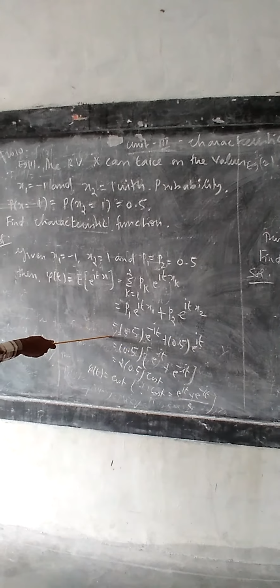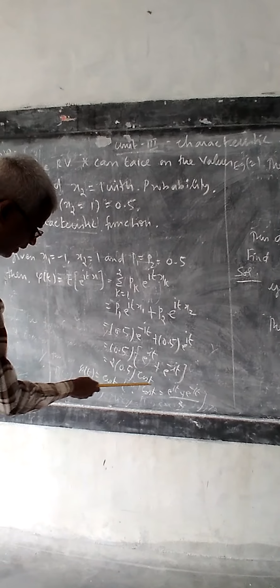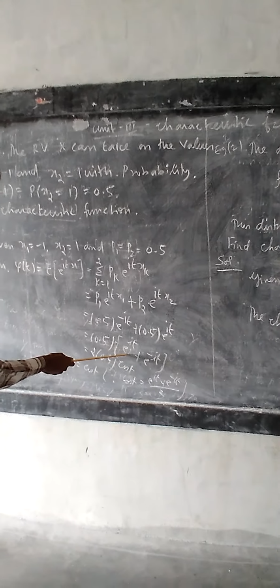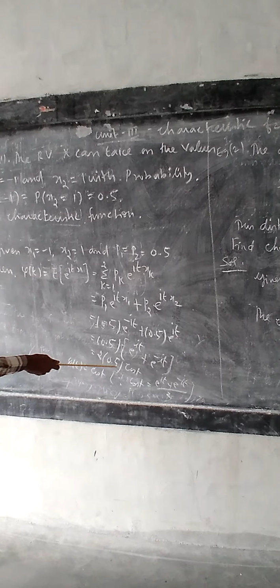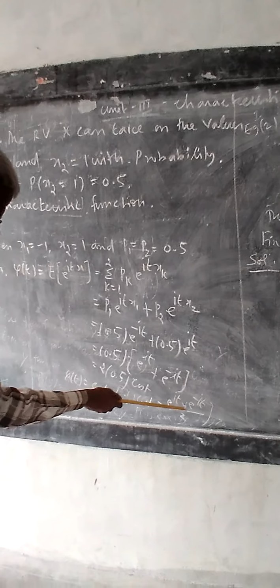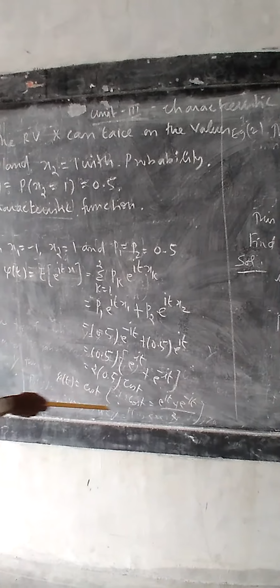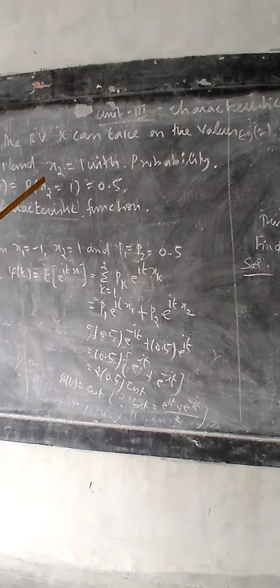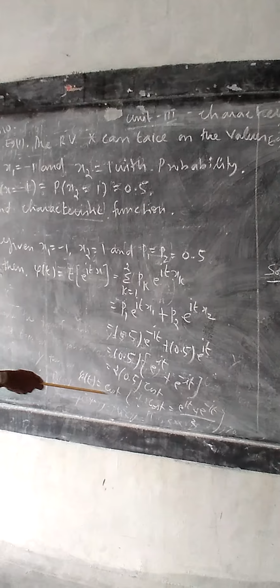Therefore 0.5 is common, then e to the power of it plus e to the power of -it. This is the cos t function, from the exponential series. Then 2 into 0.5 cos t equal to cos t, since cos t is e to the power of it plus e to the power of -it by 2. This is the trigonometric function cos of t. Therefore for the given probability mass function, the characteristic function is phi t equal to cos t.